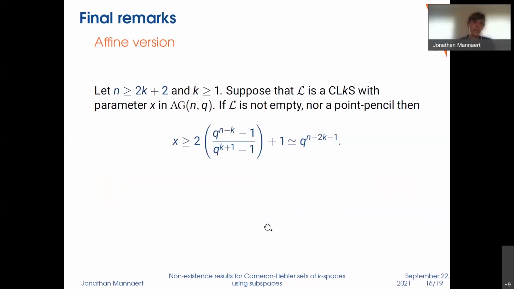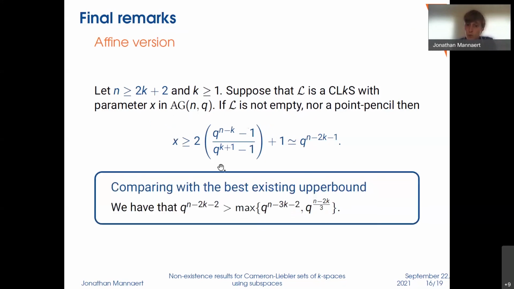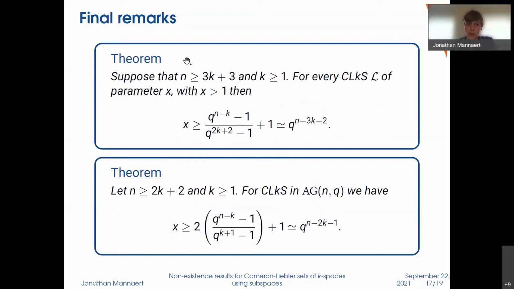I want to end by telling you that there is also an affine version, where a Cameron-Liebler set of k-spaces in AG(n,q) is defined similarly, also inside the image of the transpose of the point-k-space incidence matrix, and we have a similar result that is also better than the existing bound. This is for all values of n where it holds. Here, one remark is that it's bigger or equal to 2k+2, not 3k+2. So these are the theorems that we have found.